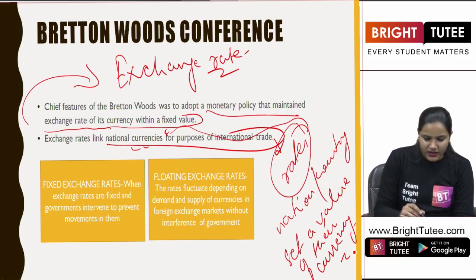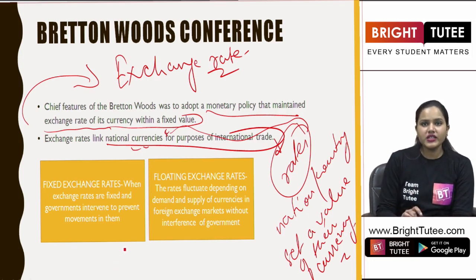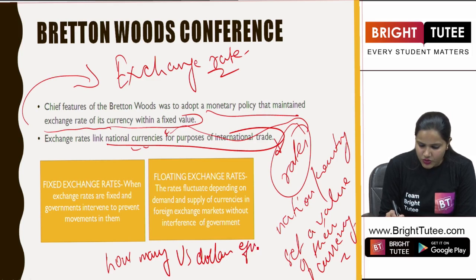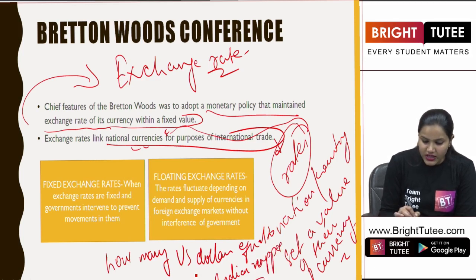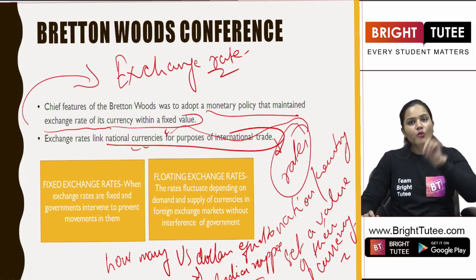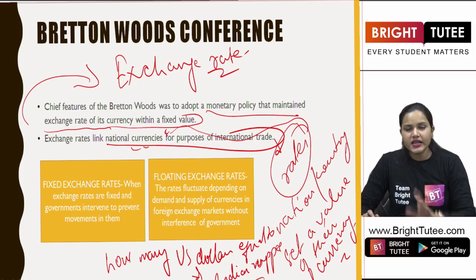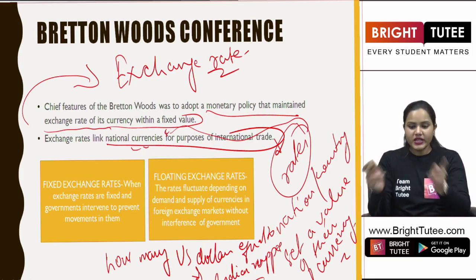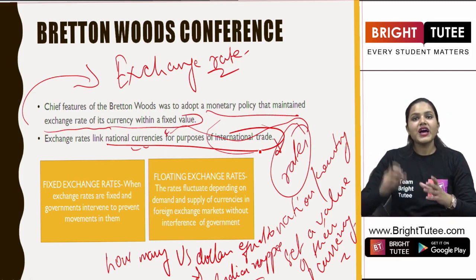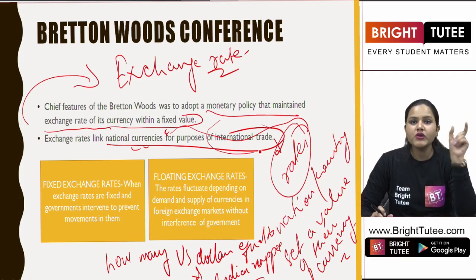Now, giving in simple terms, you must have heard in the news about how many US dollars equal to Indian rupee. What is the value of US dollar in Indian rupee? So this is the exchange. When we are talking about the United States, dollar is the currency. When we are talking about our country, rupee is the currency. So what is the exchange rate when we are talking in terms of international trade? What is the value of 1 rupee in terms of US dollar?